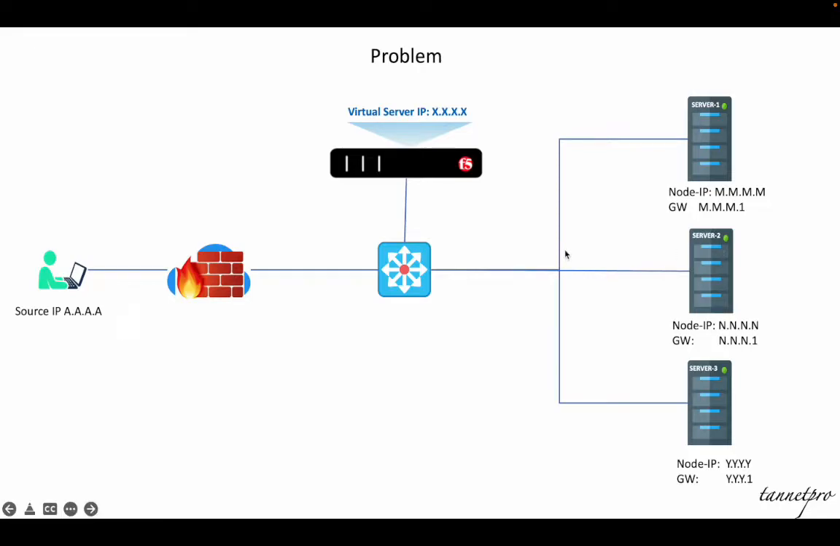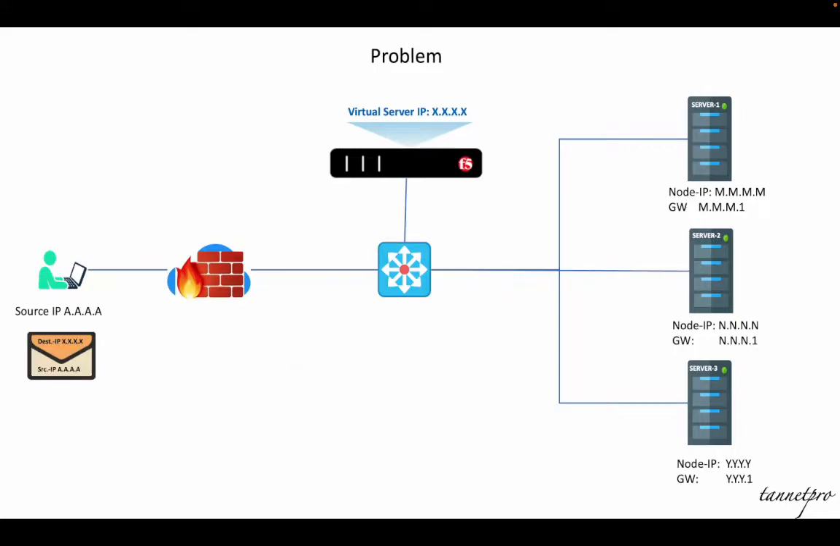Just imagine your source is AAA, your virtual server is XXX, and you have three nodes, three servers with different IP addresses. Now think your client tries to access the web server. What would be his destination? His destination would definitely be the virtual server.